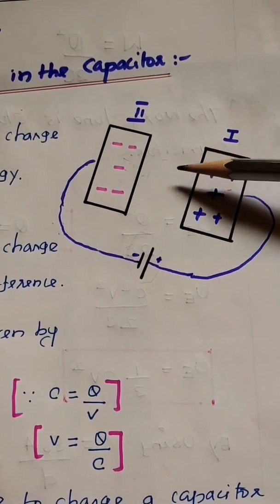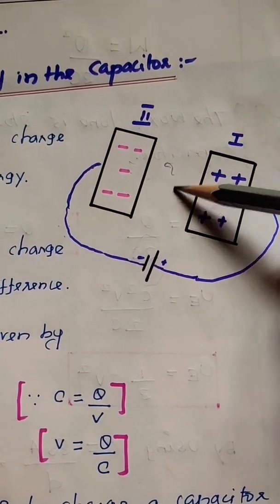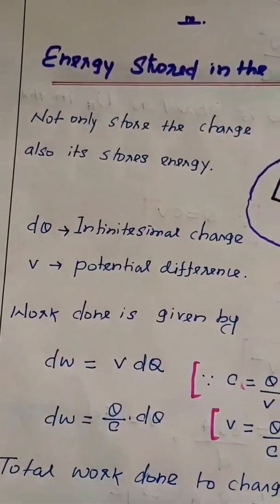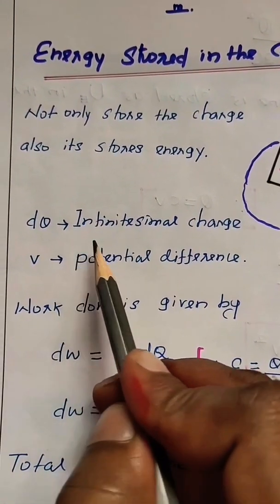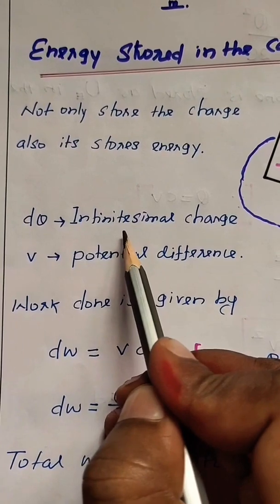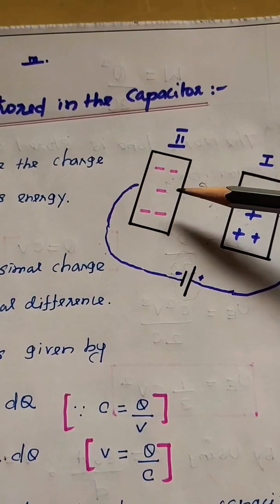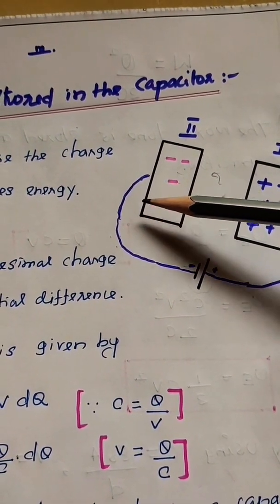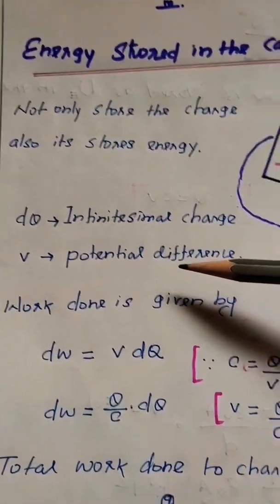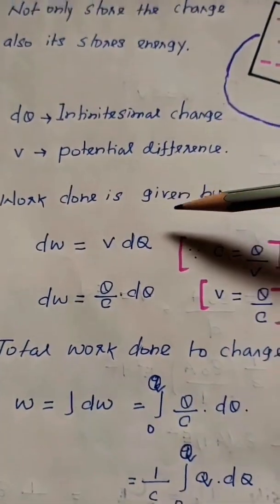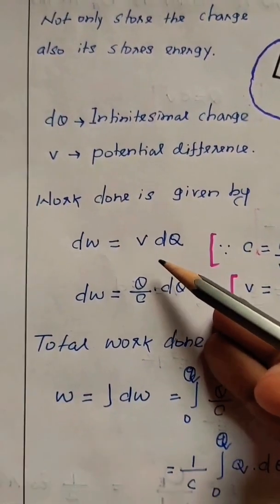So the question arises: where is the energy stored? Okay, let's see. Here dQ is an infinitesimal charge. Infinitesimal is nothing but a small amount of charge. A small amount of charge is transferred from one plate to another plate by the potential difference V. So the small work done is dW equal to V dQ.